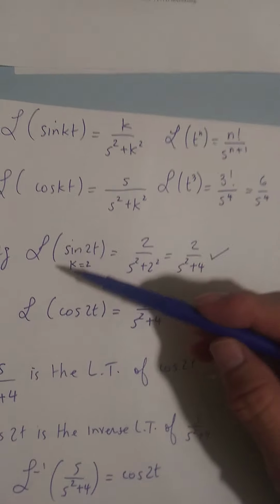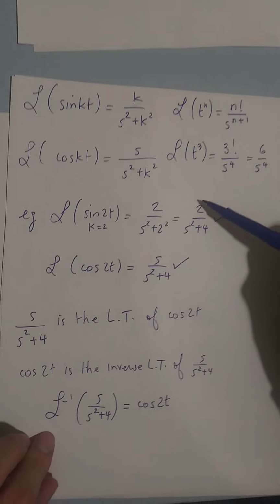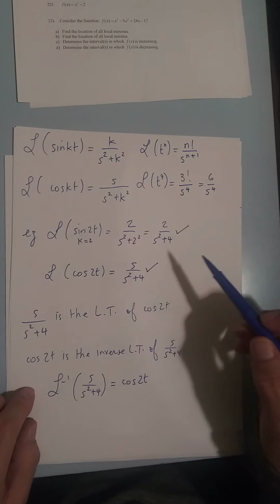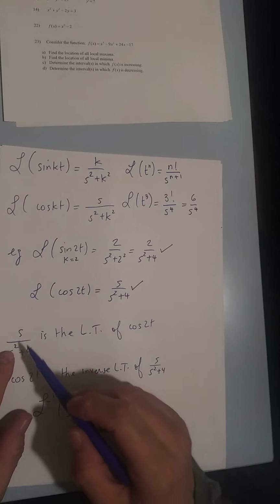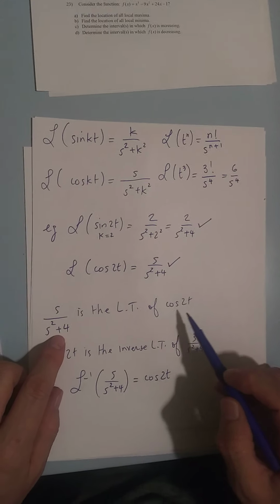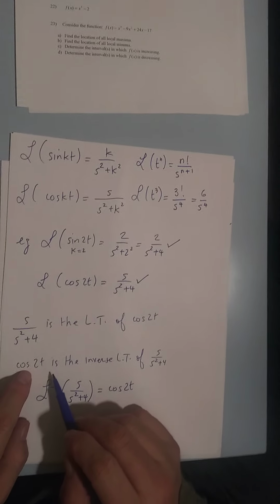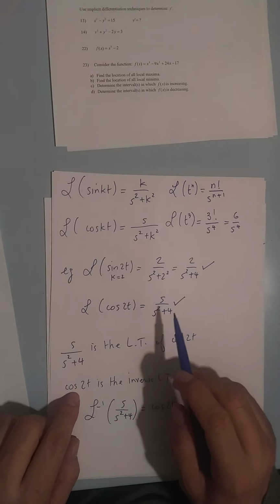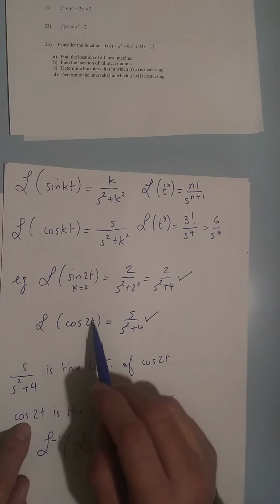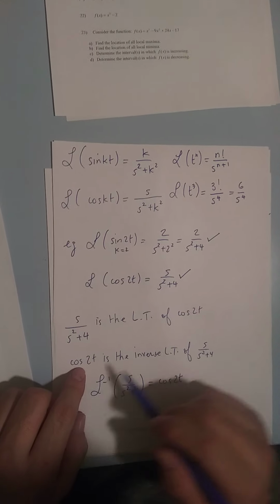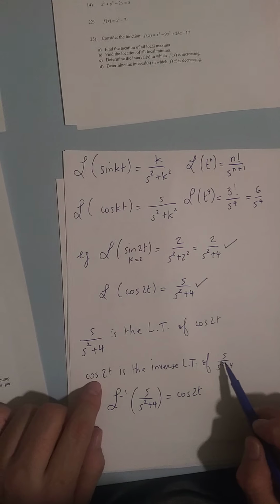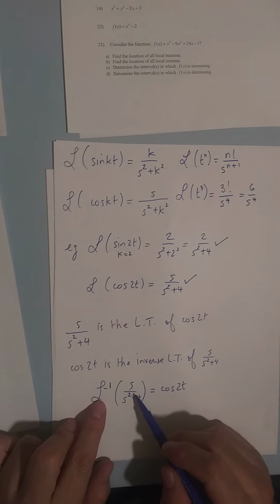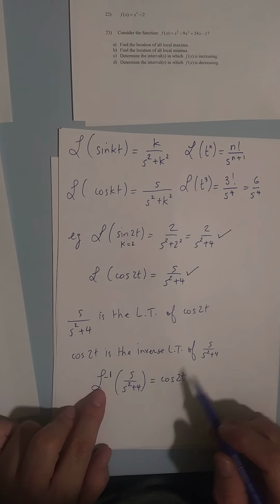In this example, the transform of sine 2t is 2 over s squared plus 4, and the transform of cosine 2t is s over s squared plus 4. So s over s squared plus 4 is the Laplace transform of cosine 2t. We say that cosine 2t is the inverse Laplace transform of s over s squared plus 4. So if this is the transform of this function, then this function is the inverse transform of this function. And the notation for inverse is this. The inverse transform of s over s squared plus 4 is cosine 2t.